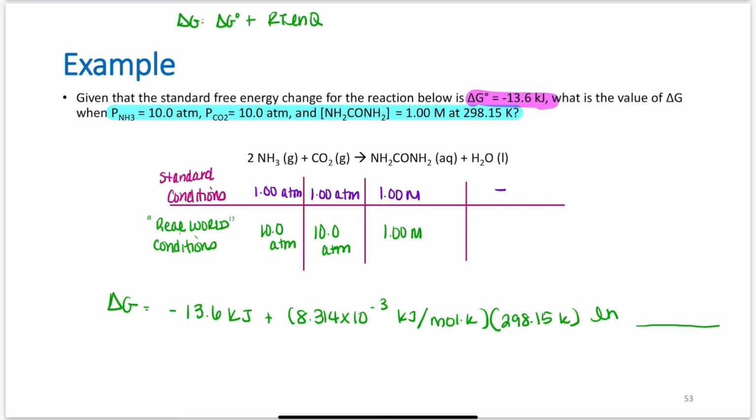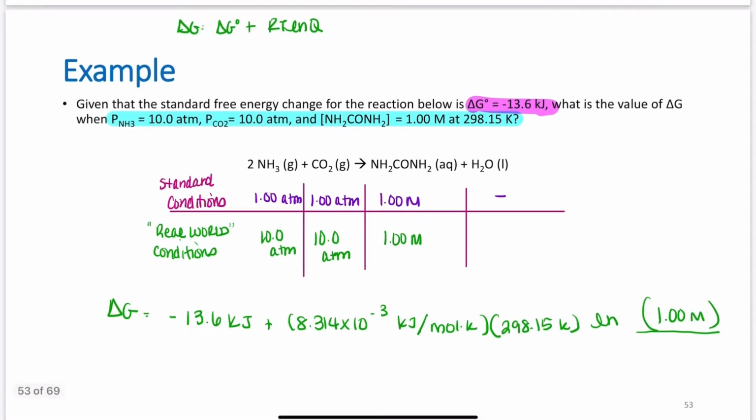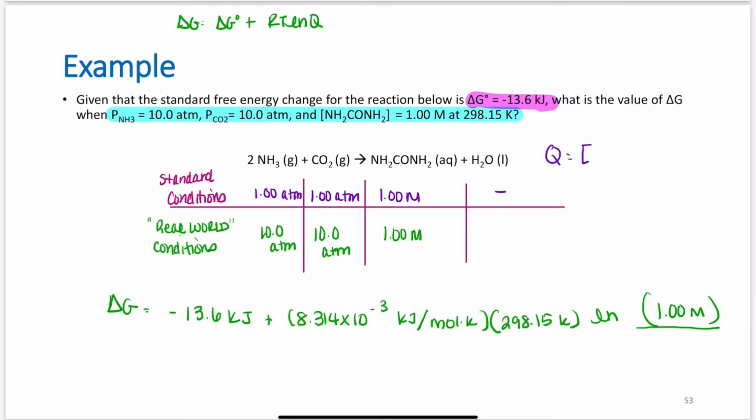My only product here is NH2CO NH2, and I've got a 1 molar concentration. Over reactants, those are in pressure, and yes, you can compare these two. Let me write Q up here really quick so you can make sure you're not forgetting little pieces to it. Q is equal to the concentration of NH2CONH2 divided by the partial pressure of NH3, quantity squared, because I do have a coefficient of 2 out front, times the pressure of CO2. So that's what I'm plugging in here.